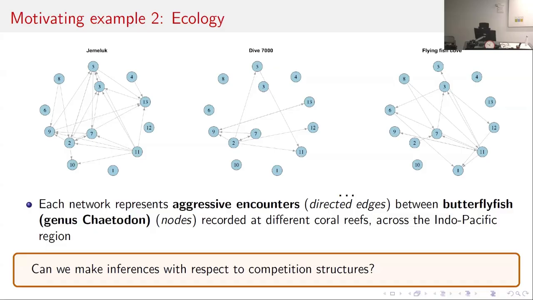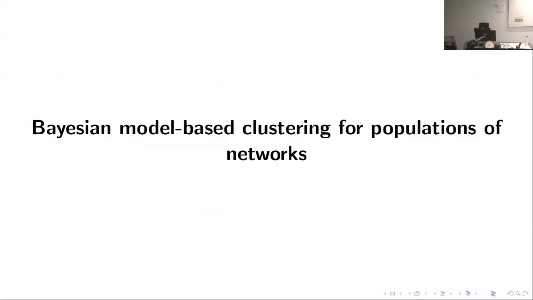So one research question that we have for this population of networks is whether we can make inferences with respect to the competition structure. So these aggressive encounters ultimately correspond to some competition structure, and this is of interest in ecology. So these are two motivating examples, two examples from different fields of study where network populations arise. And I will try and answer both research questions with the two different projects that I'm going to present.